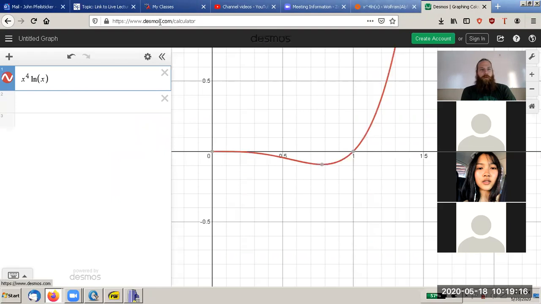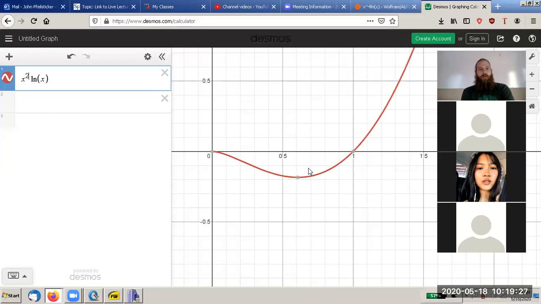A fun question would be, what about x cubed? Same sort of thing, right? Or x squared. And you can see as the power of x gets smaller, this dip gets deeper, because x squared doesn't want to go to 0 as fast as x to the 4 does. So the natural log wins a little longer. But eventually, even x squared goes to 0 harder than ln goes to negative infinity.